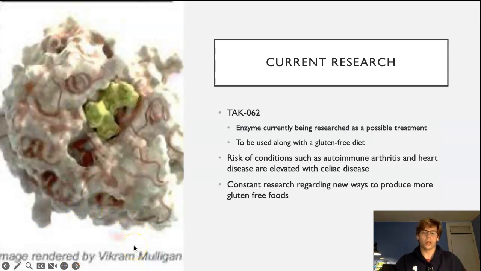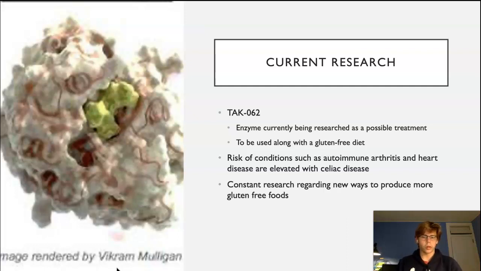Current research: on the left here is a picture of the TAC062 enzyme. It's an enzyme that's currently being researched as a possible treatment for celiac disease. It's supposed to be paired along with the gluten-free diet, and it basically attacks the gluten once it's in the person's system, and it's supposed to help out the person with celiac. It's only in phase 2 of its clinical trials, so it's not very far along. It's shown preliminary success, but they're testing it to see if it can deal with higher levels of gluten to help people in those situations. So that's positive. That's something they're working on.